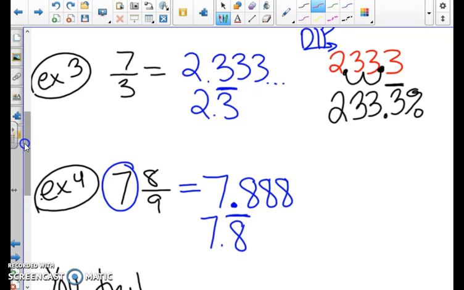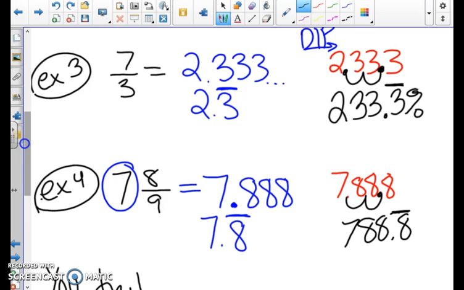When I turn that into a percent, I'm going to double dip to the right. And this is 788.8 repeating percent. Okay? So don't be freaked out about bigger numbers. If it's a whole number or an improper fraction, it is going to be over 100%.